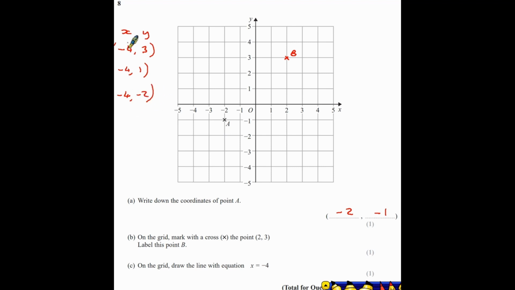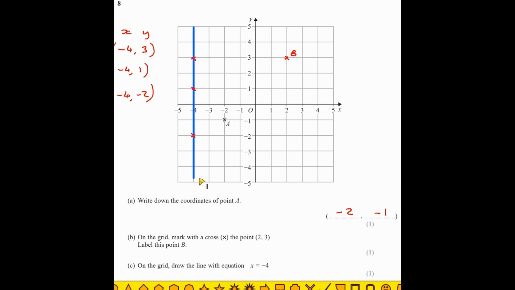Let's have a look at all these coordinates. They are all points where x is minus 4. So (-4, 3) would be here. (-4, 1) would be here. (-4, -2) would be here. And we can see clearly that we are creating a line where all the coordinates have a value for x of minus 4. So your line is straight down the graph like so.